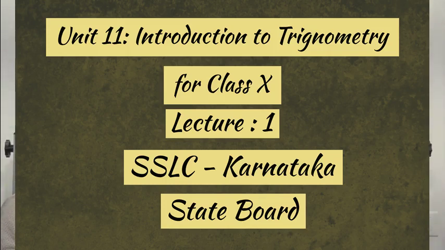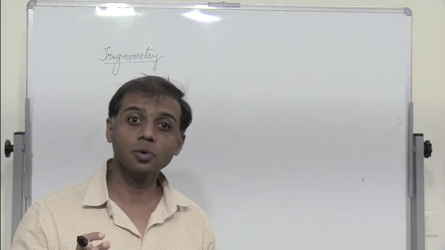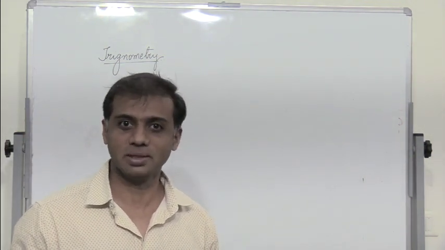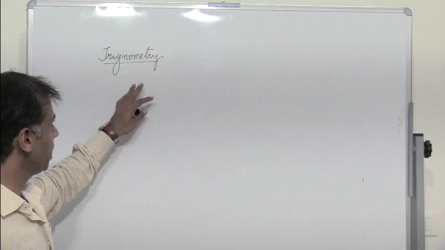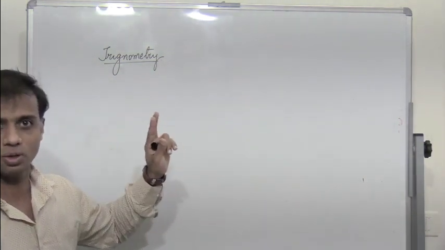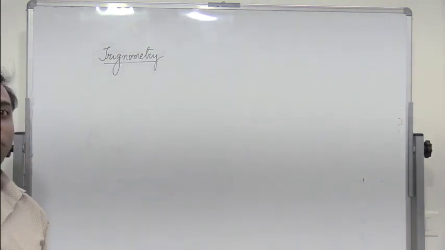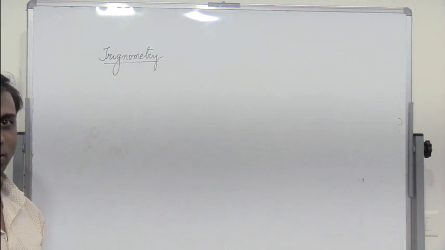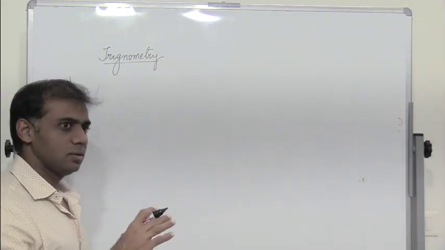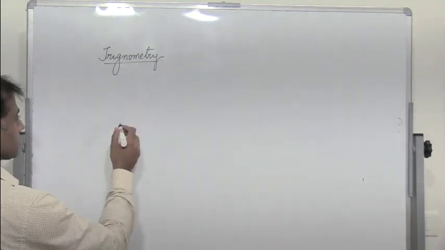So dear students, in this session we will discuss trigonometry. Now trigonometry happens to be one of the most important and one of the most interesting topics of mathematics, right? So trigonometry is chapter 11 in your 10th standard state board textbook. So let us see the importance of trigonometry and why trigonometry is used. Now there are 2 or 3 examples given in the textbook, so let us see what they are.